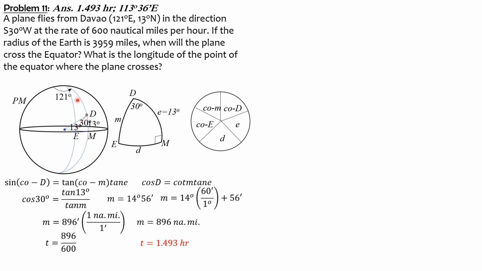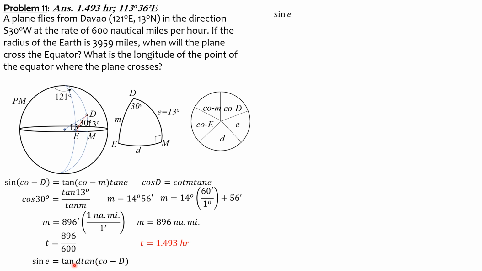Therefore, the longitude of point E, where the plane crosses the equator, is 121 degrees minus this side D here, which is also east. So 121 degrees minus D. To solve for D, involving these three given, sine of E equals tangent of side D, tangent of complement of D. Simplifying, sine of E equals tangent of D, this is cotangent of angle D, so that's 1 over tangent of angle D.